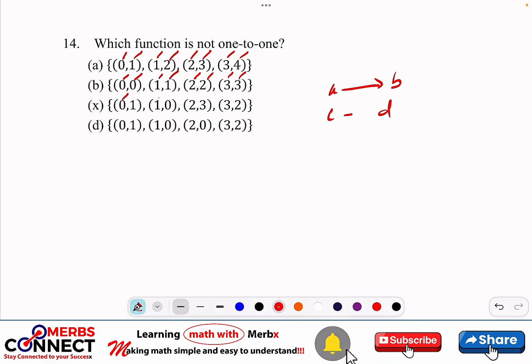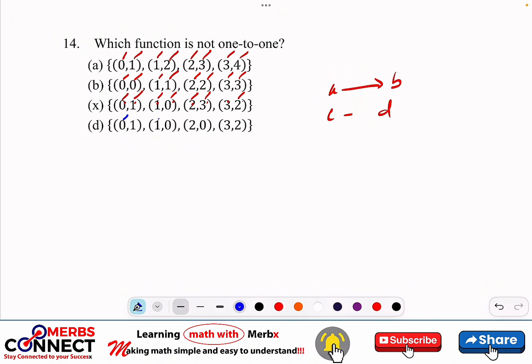Now we have 0, 1, 2, 3. Now we have 1, we have 0, we have 3, we have 2. None of them is repeating. So 0 goes to 1, 1 goes to 0, 2 goes to 3, and 3 goes to 4. So it's also 1 to 1. Now let's look at the last one.